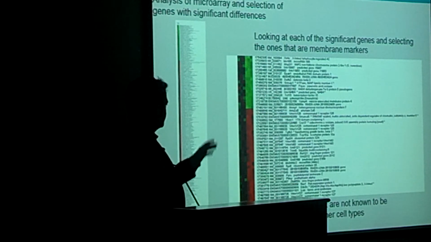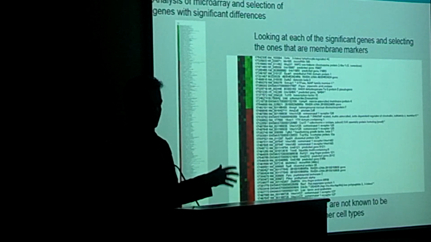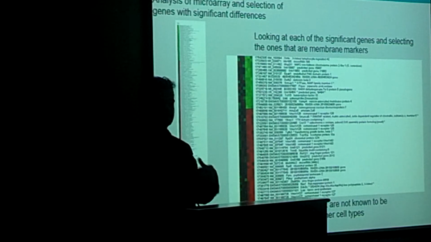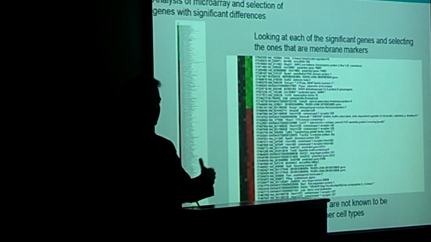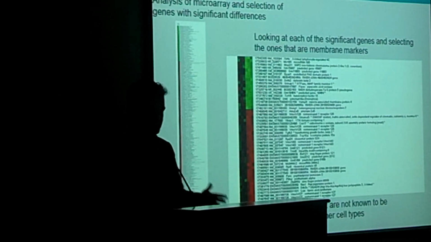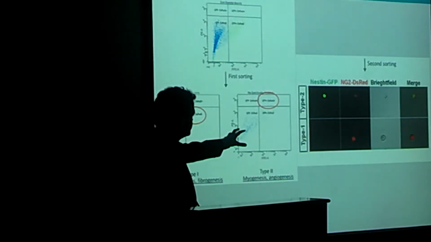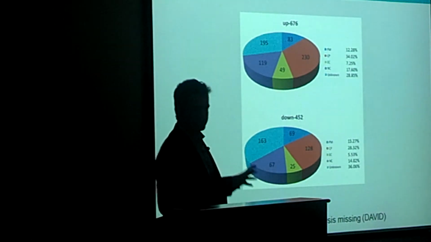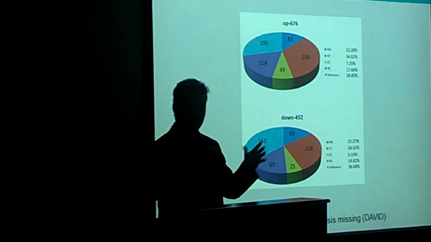So then we excluded the ones that are known to be expressed in other cells and not in pericytes. The ones that are unknown we still analyze, but if they are expressed in other cell types, it will still not be very specific to pericytes. So then after isolation of the cells, we did the microarray, so we did a heat map, and then we analyzed by function all these genes.